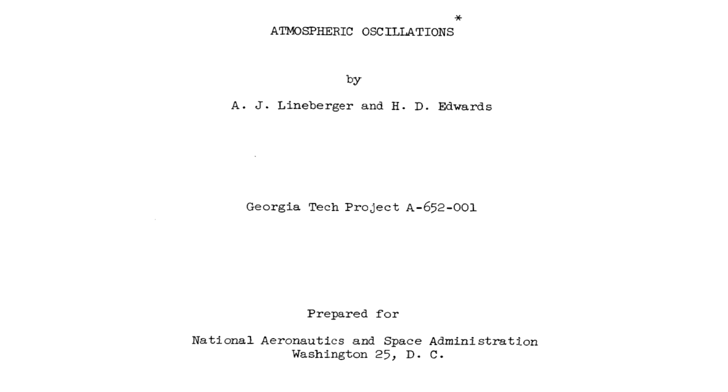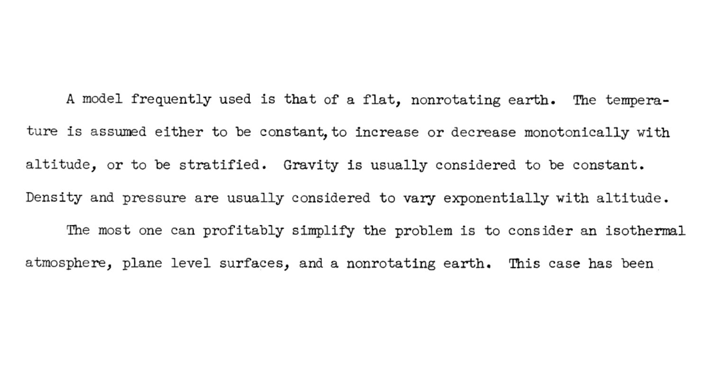3. The Georgia Institute of Technology prepared a document for NASA in 1965 titled Atmospheric Oscillations, providing theories and equations of why barometric pressure fluctuations happen throughout the day at various latitudes. On page 10, the document states, "A model frequently used is that of a flat, non-rotating Earth," and "the most one can profitably simplify the problem is to consider an isothermal atmosphere, plane level surfaces, and a non-rotating Earth."